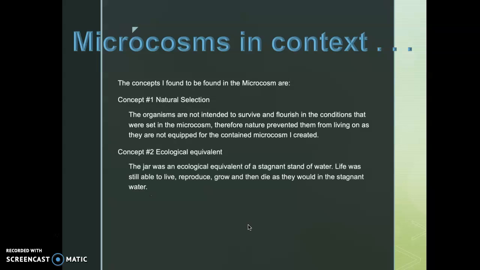Concept number 2, ecological equivalent. The jar itself was an ecological equivalent of a stagnant stand of water. Life was still able to live, reproduce, grow, and die as it would in a stagnant stand of water.